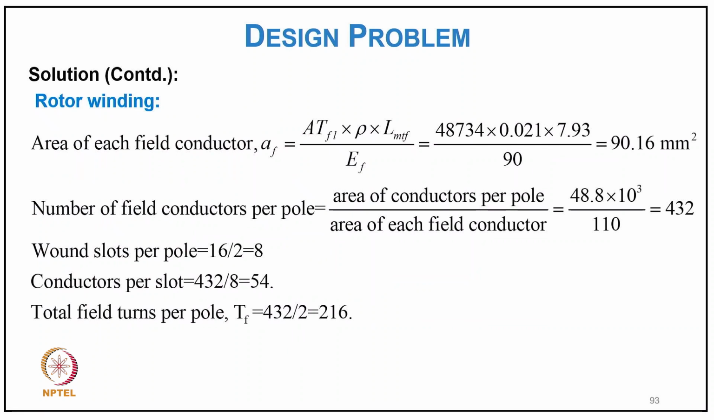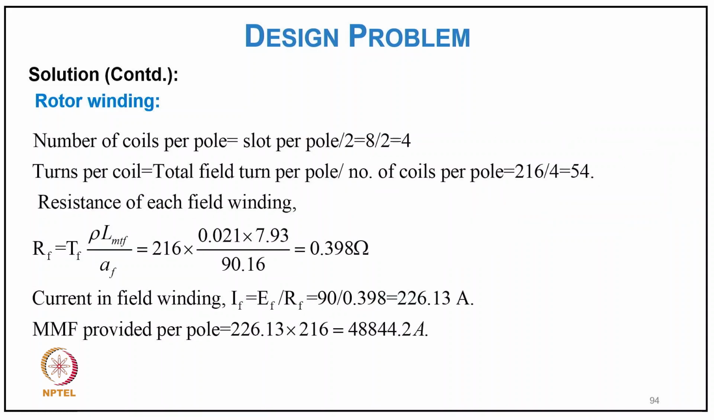Now the area of each field conductor AF equal to AT times LMT upon EF. It comes to 90.16 millimeter square. The number of field conductors per pole is the area of conductor per pole divided by the area of each conductor. So putting values, it comes to 432. The wound slots per pole is 16 by 2, that is 8. Conductors per slot 432 by 8, 54, and total field turns TF equal to 432 by 2, that is 216. So the number of coils per pole is slots per pole divided by 2, 8 by 2 is 4. Turns per coil is total field turns divided by the number of coils per pole, that is 216 by 4, 54.